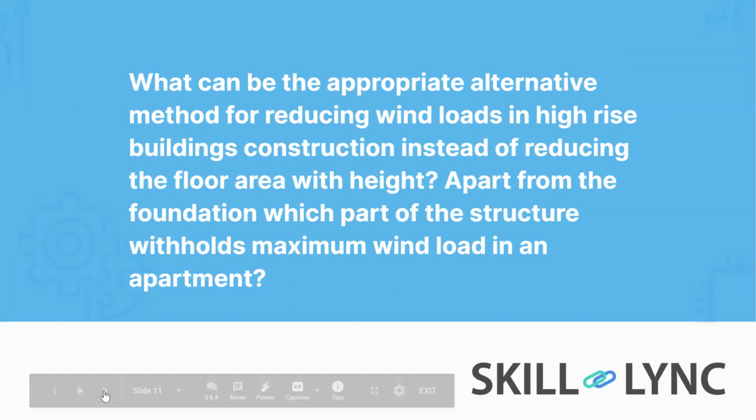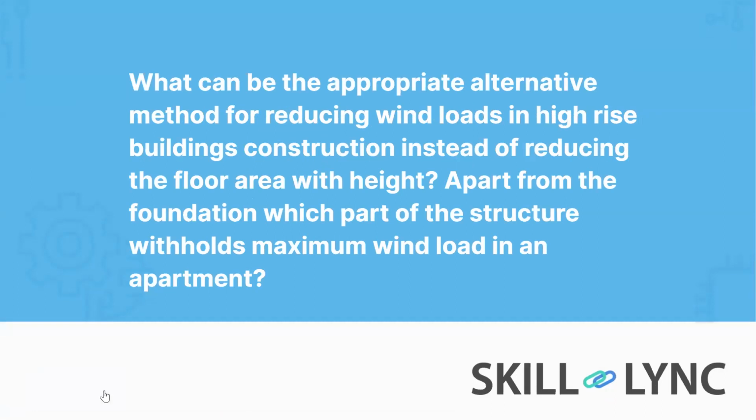What can be the appropriate alternative method for reducing wind loads in high-rise building construction instead of reducing the floor area with the height? Apart from the foundation, which part of the structure withholds maximum wind load in an apartment? Okay, first part of the question.